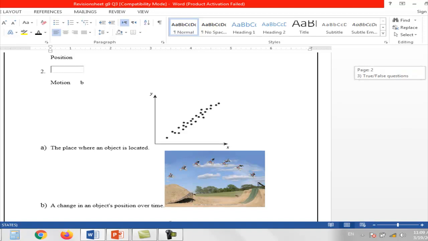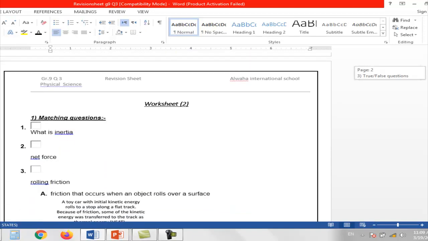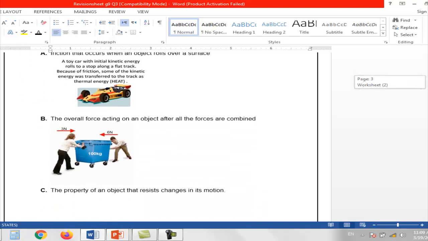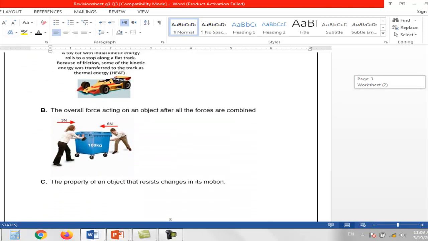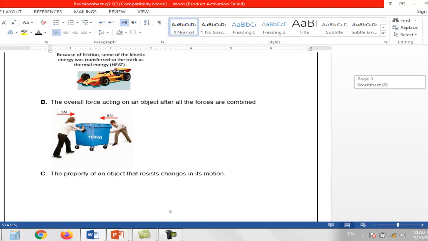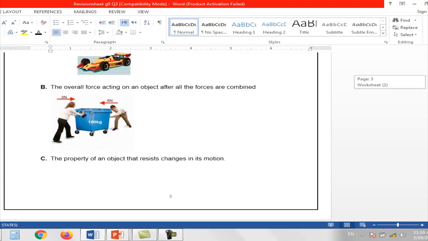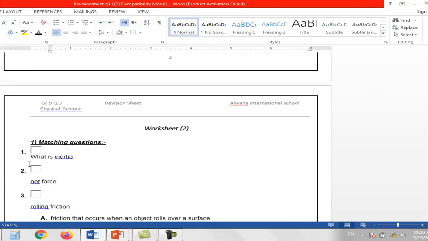Okay. Let us start worksheet 2. Okay, number 1, what is inertia? Friction between an object and a surface when it rolls over it, or the overall force acting on an object, or the property of an object that resists change in its motion. Which one? A or B or C? Excellent. Number C. What is the meaning of inertia? It will be number C.